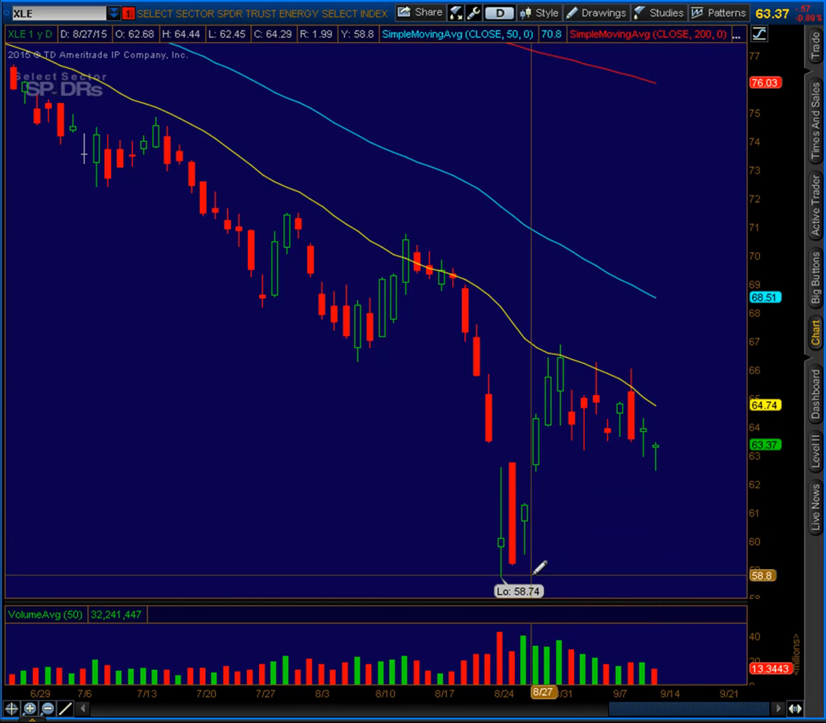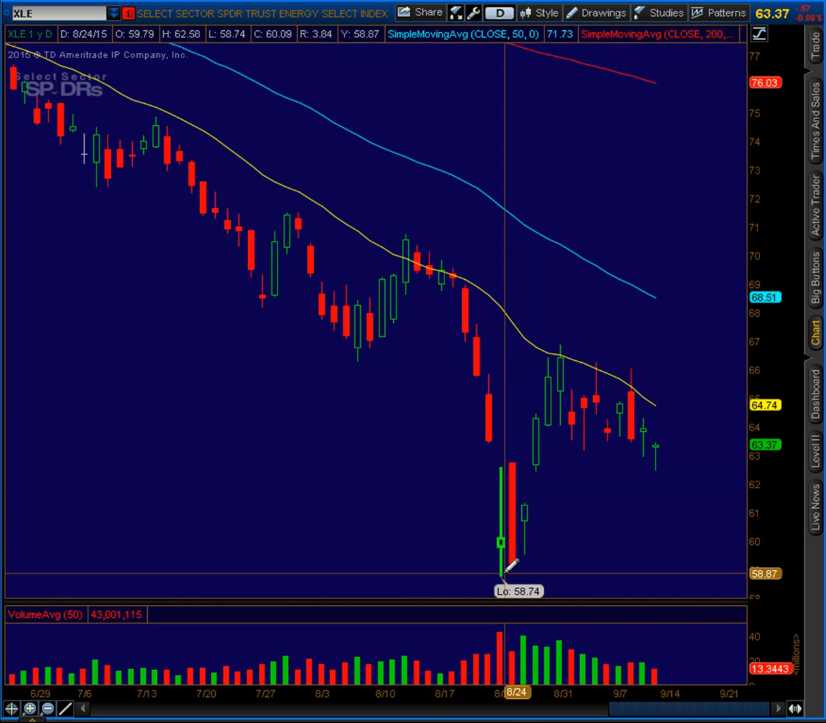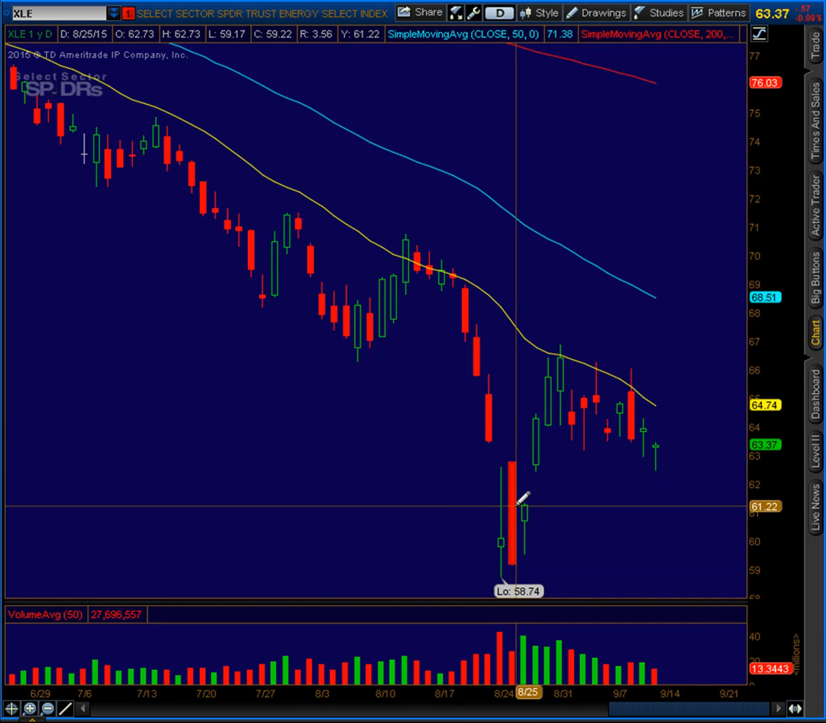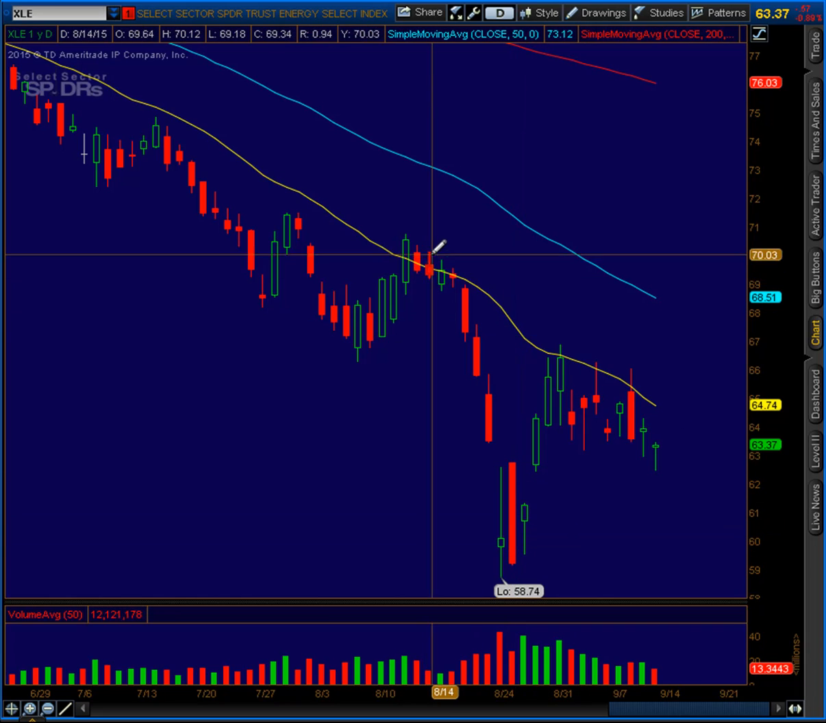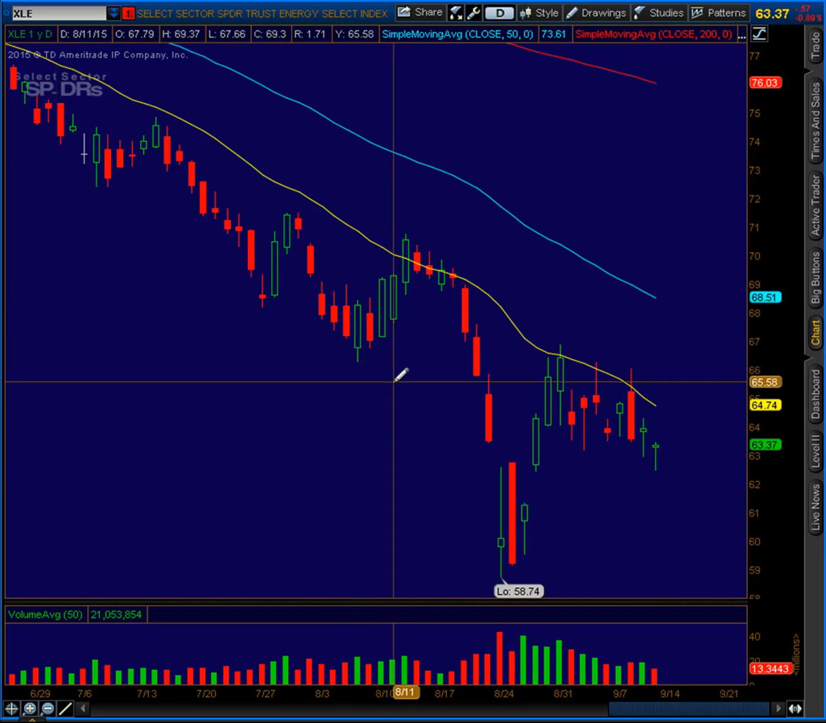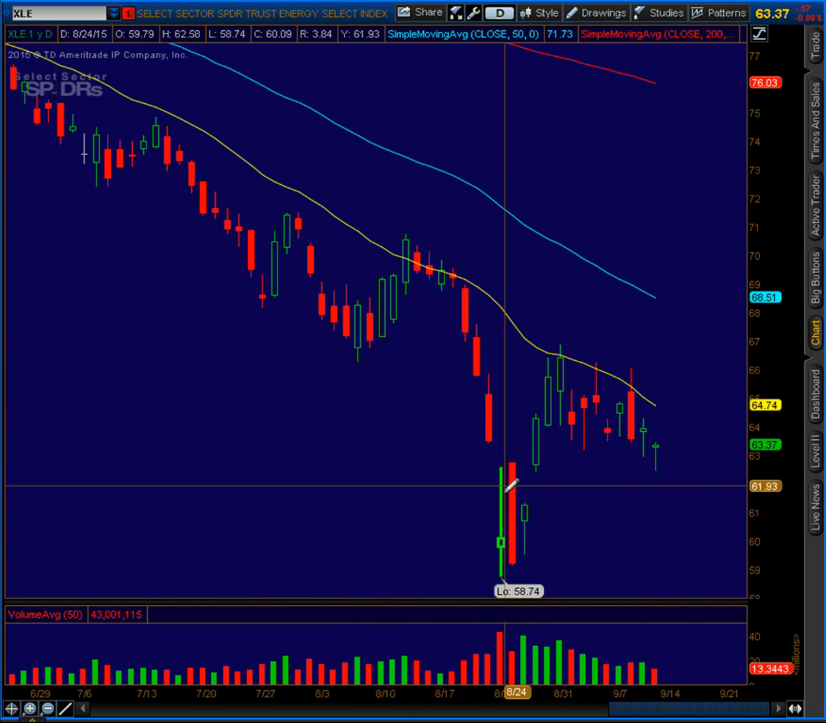That's a hammer. It's funny, that's a high wave doji, and that is not a bearish engulfing. Bearish engulfing only happens in an uptrend. That's a bearish harami. I can go over these candles over and over, but that's a hammer.